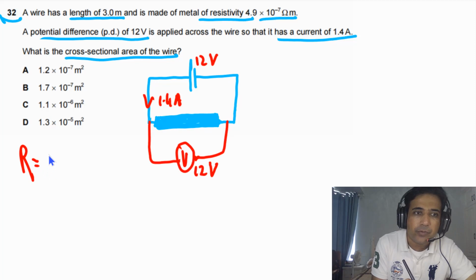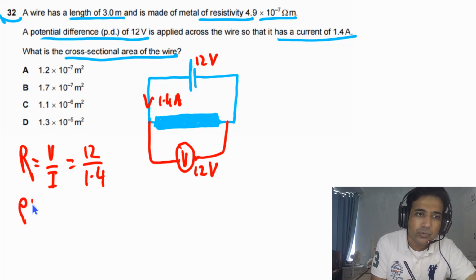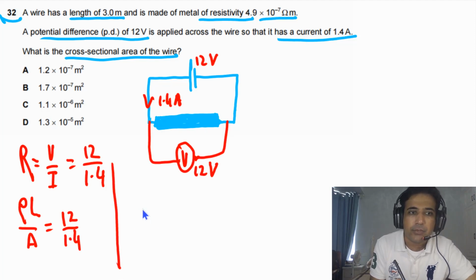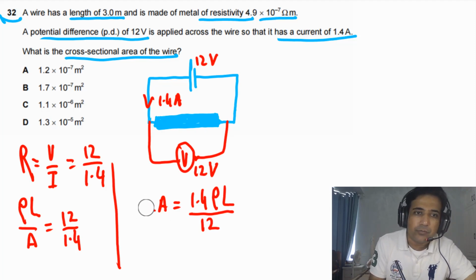The resistance of this wire will be equal to V divided by I. This will be equal to 12 divided by 1.4. So this is the value of resistance. We need to find the cross-sectional area, so we need to understand resistance is equal to rho L by A, and this is equal to 12 divided by 1.4. So we can rearrange this. We can write 12A equal to 1.4 times rho times L, and if we divide this by 12, we can find the value of A. So this is our value of A.